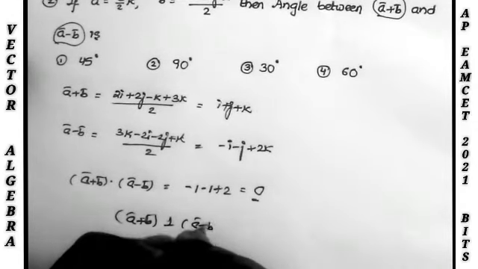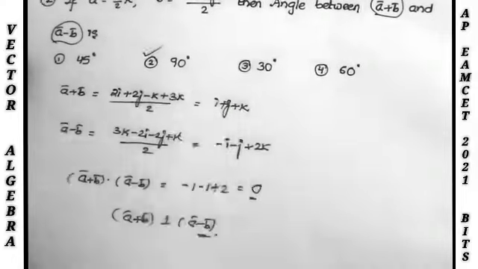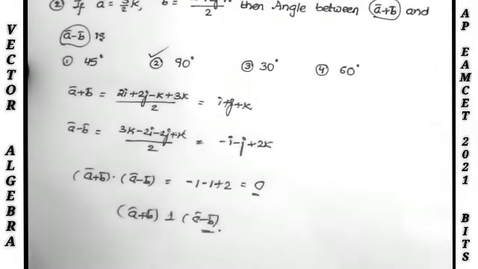which means the two vectors are perpendicular to each other. That is, A bar plus B bar is perpendicular to A bar minus B bar, meaning the angle between them is equal to 90 degrees. That's all, and that is nothing but the second option.